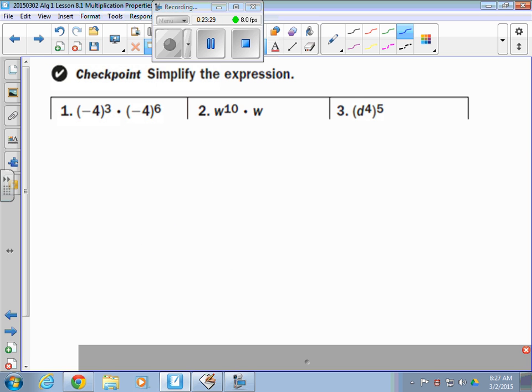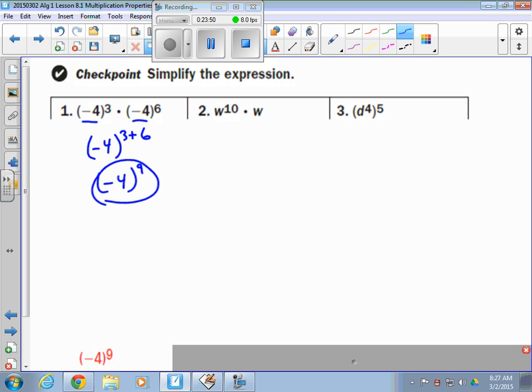And then here's your checkpoints. Negative 4 to the third times negative 4 to the sixth. Same bases. Both of them are negative 4. So you're not raising powers to powers here. They're the same bases, negative 4. You add the exponents, 3 plus 6. Negative 4 to the ninth power.